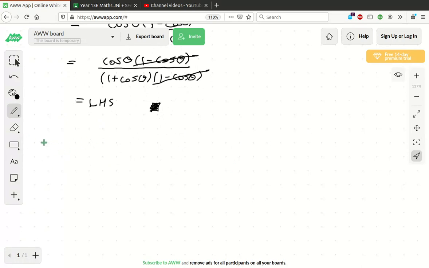Okay, so we've got prove. Here's a horrible one for you. Sine cubed x plus cos cubed x. The sum of a cube of sine and cos is identical to sine x plus cos x multiplied by 1 minus sine x cos x.